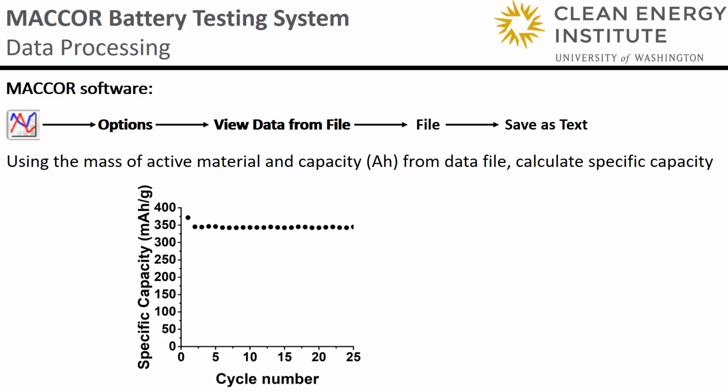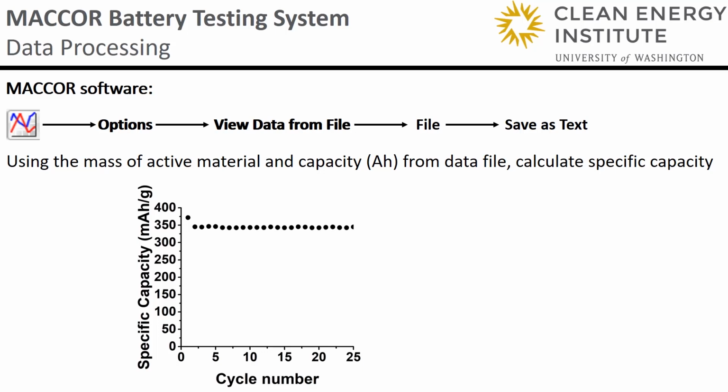So the first plot is the specific capacity that you've calculated from the column of capacity divided by the weight of your active material. And you can plot this as a function of cycle number that is also given in this view data from file file. This is just a representative plot over the first 25 cycles of the 50 cycle run that we programmed. And as you can see, the specific capacity stays pretty consistent over the course of 25 cycles.